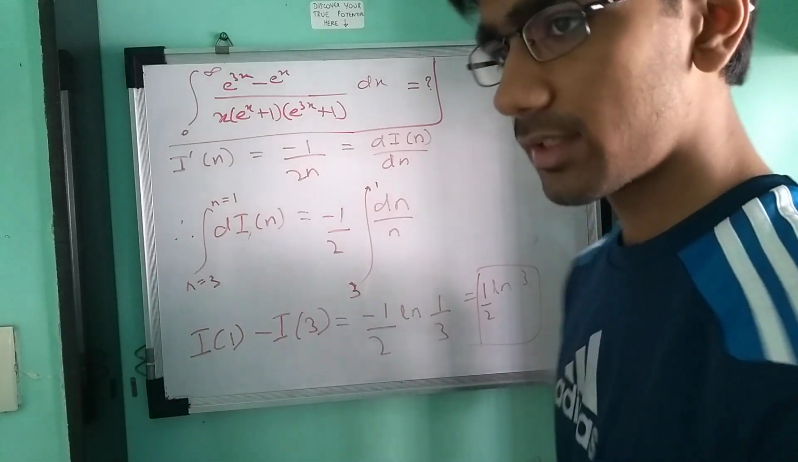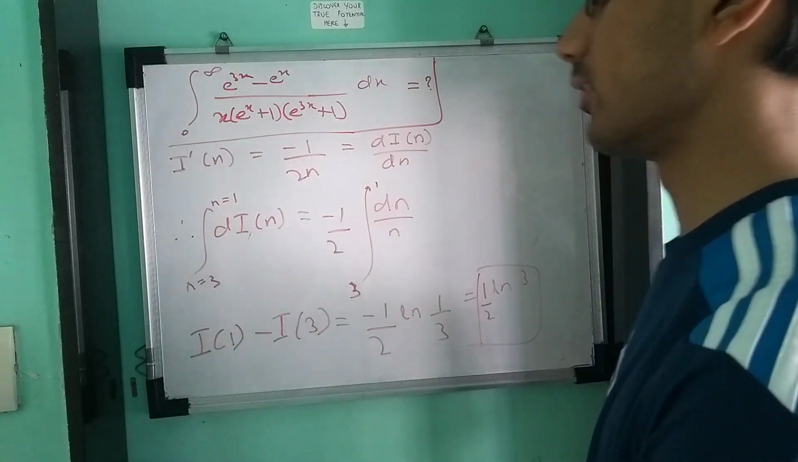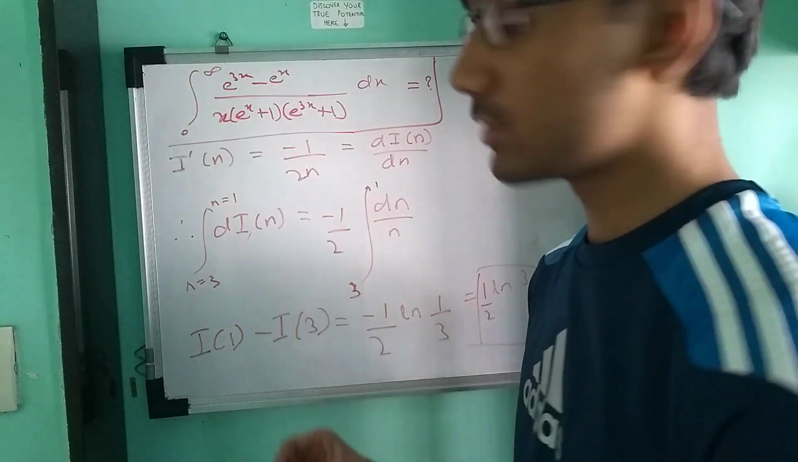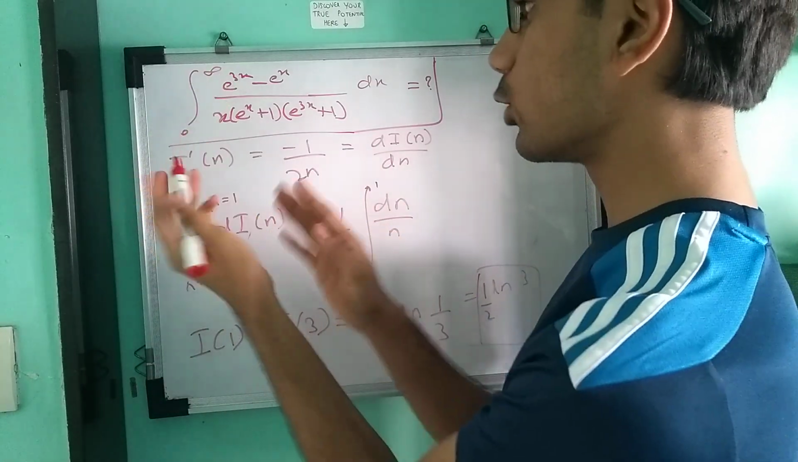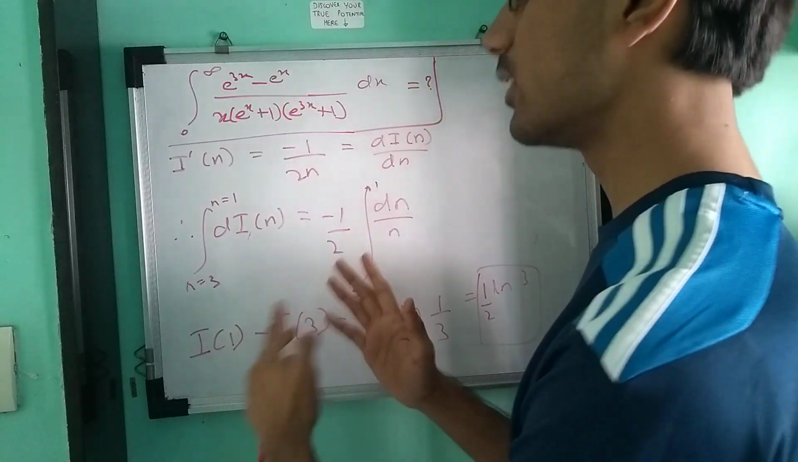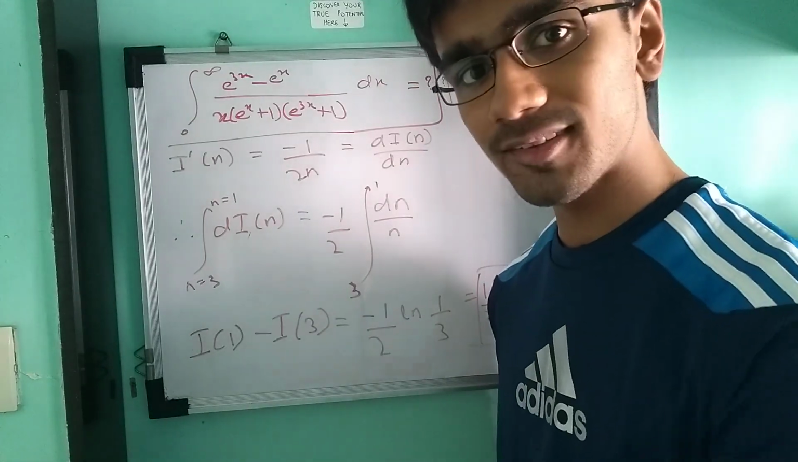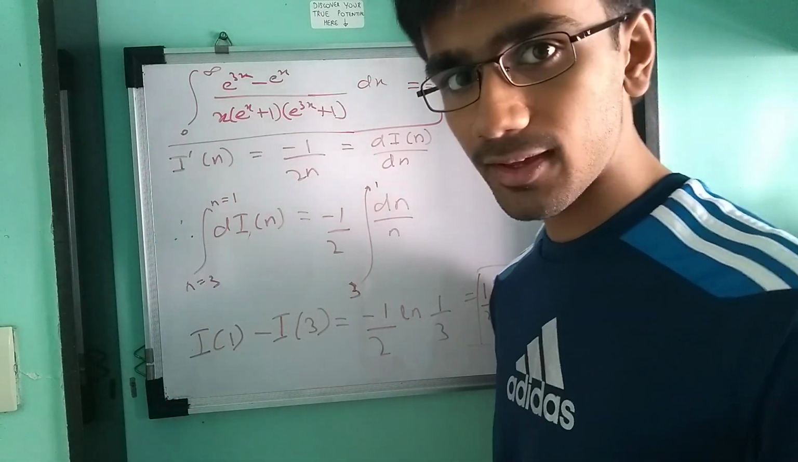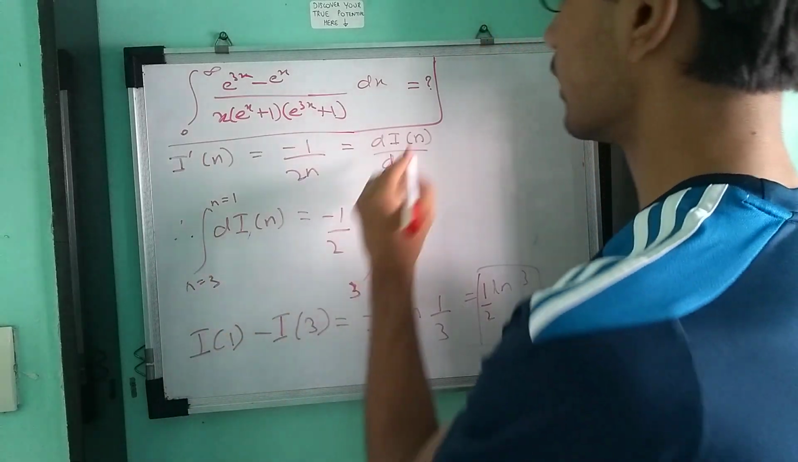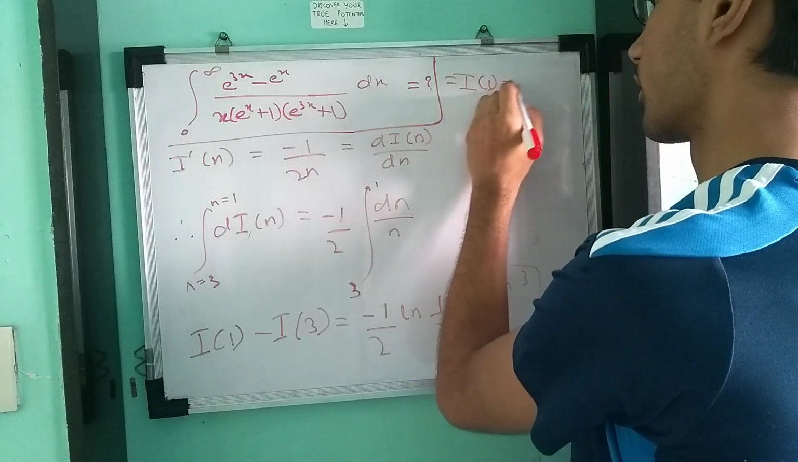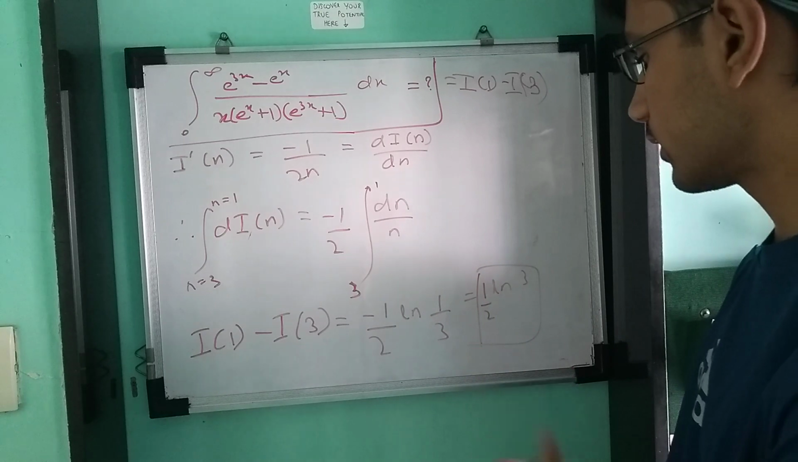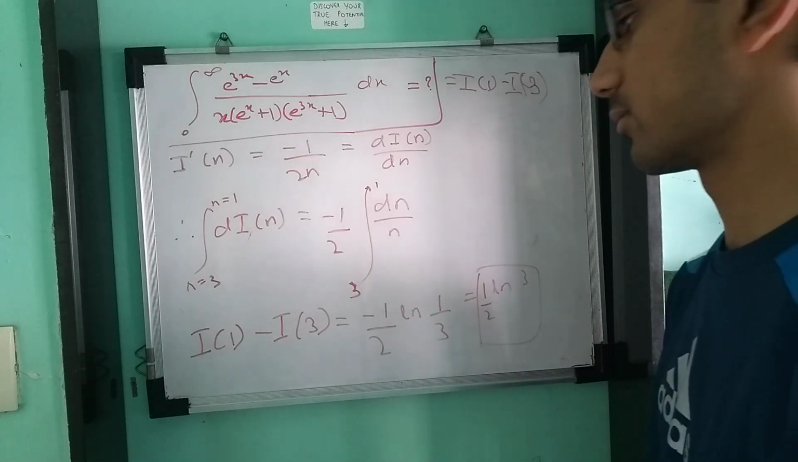Now you'll ask, what have I calculated here? What is I1 minus I3? If you notice carefully, do you remember I split it into partial fractions and wrote it as 1 by x e to the power x plus 1 dx minus 1 by x e to the power 3x plus 1 dx? That was nothing but I1 minus I3, because I of n is 1 by x e to the power nx plus 1 dx. So basically we had to find I1 minus I3, and that's what we've done. It's equal to half ln of 3.